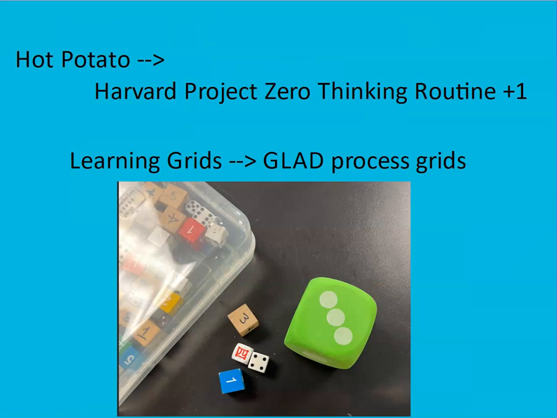So if you take this effect size from a different angle, you can also make any of the standard go-tos into a game. So like Hattie talks about hot potato, that sounds an awful lot like Harvard Project Zero Thinking Routine +1, which I talked about in the Harvard Project Zero Thinking Routines playlist. Learning grids sounds an awful lot like GLAD process grids. I talked about GLAD process grids in the GLAD Guided Language Acquisition Development playlist, and I'll go into them in more depth here too.